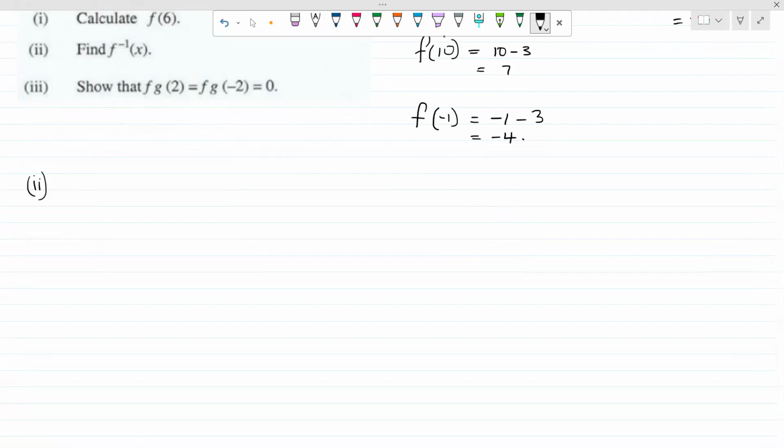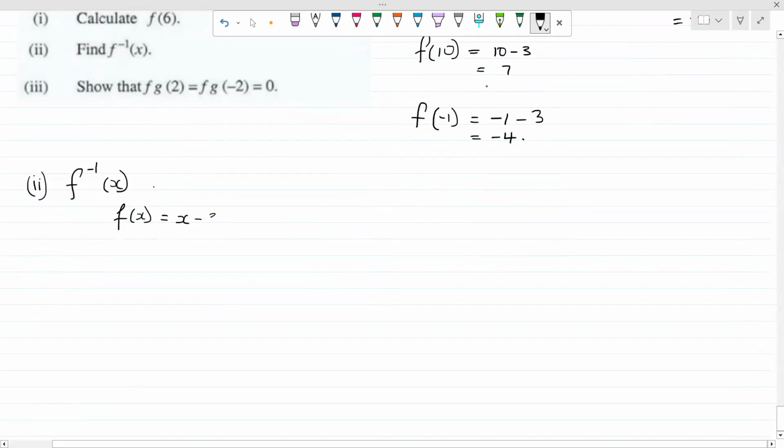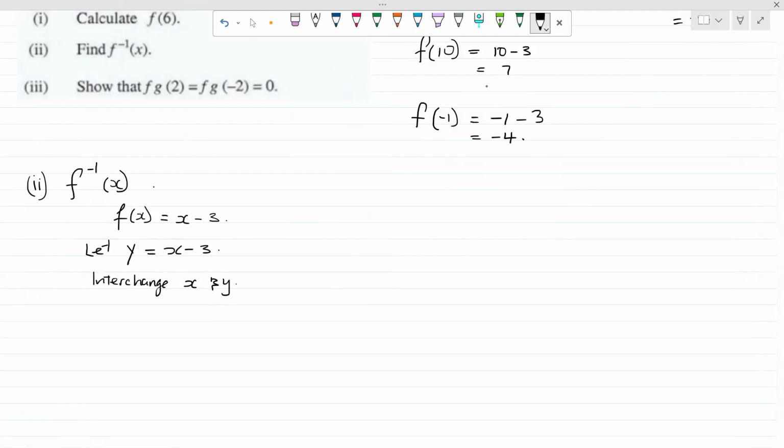Now let's look at f inverse of x. Now, there are a couple steps in order to find the inverse of a function. First, we must list our function. So we would list f of x is equal to x minus 3. Then we will replace this f of x with a y. So we'd say instead y is equal to x minus 3. Next, we're going to interchange our x's and y's. What do I mean? Wherever we had y, we're going to put an x.